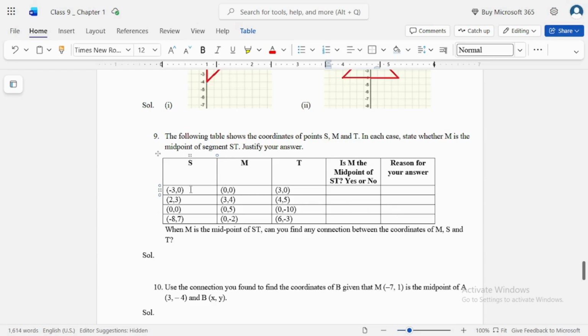So if endpoints S and T are minus 3, 0 and 3, 0, the midpoint's x coordinate will be minus 3 plus 3 whole divided by 2, which will be 0. Similarly for the y coordinate, 0 plus 0, 0 divided by 2 will be 0. So yes, in this case, M is the midpoint of S and T.